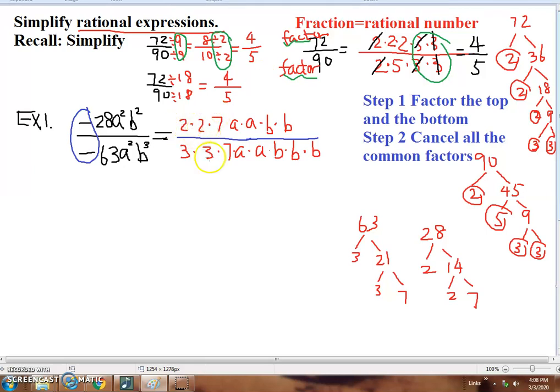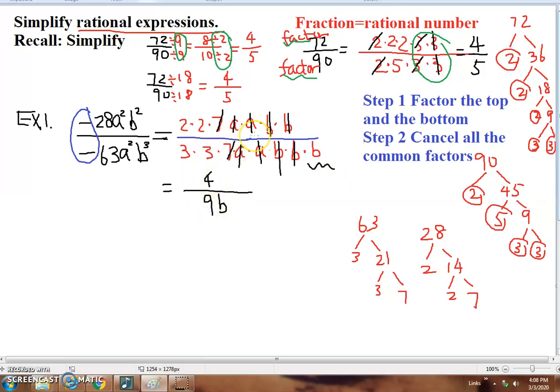The top has 2, but the bottom doesn't. The top has a 7, and the bottom also has a 7. We cross them out. And we also find that they have this a in common, top a, bottom a, top a, bottom a again, and top b, bottom b, and top b, bottom b again. So we're going to write down what's left. The top, we have 2 times 2 is 4, and everything else is crossed out. The bottom, we have 3 times 3, 9, and there's also a b left on the bottom, which is not crossed out. So that would be the final answer, 4 over 9b.